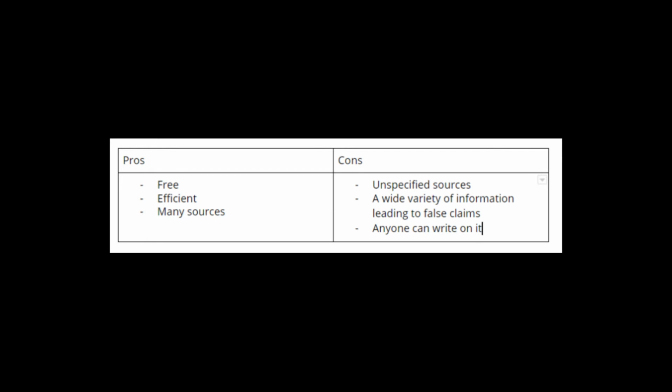A general search is free and very accessible. You can get a lot of answers, but because of this, there are many unspecified sources and that can lead to a wide variety of false information. You also have to keep in mind that everyone can write on the internet.